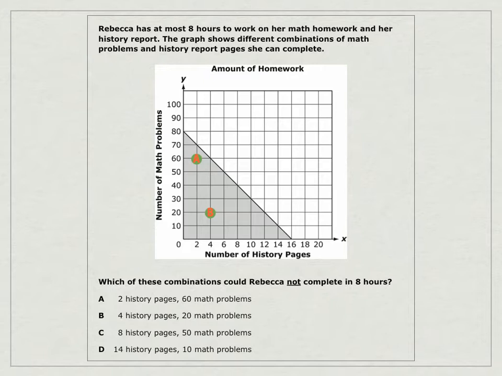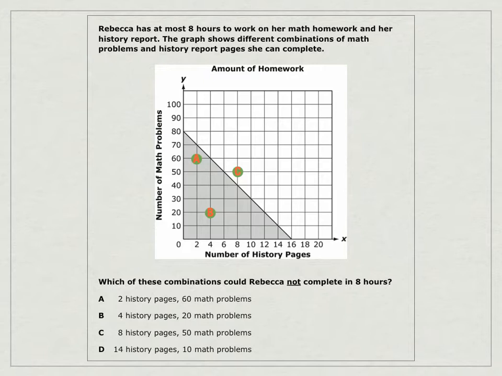C gives us 8 history pages and 50 math problems. When I plot 8 history pages and 50 math problems, I would be at point C, which is not in the shaded region, which means she could not do that combination of pages and problems in 8 hours of time doing homework.